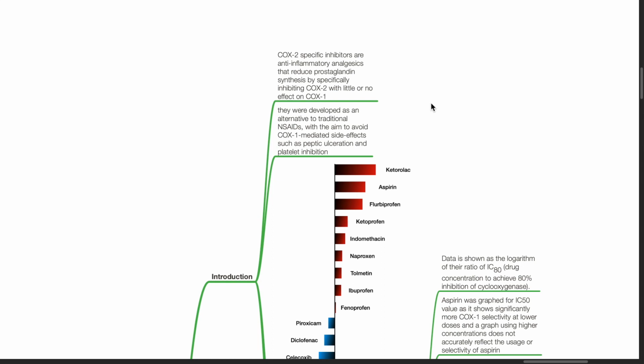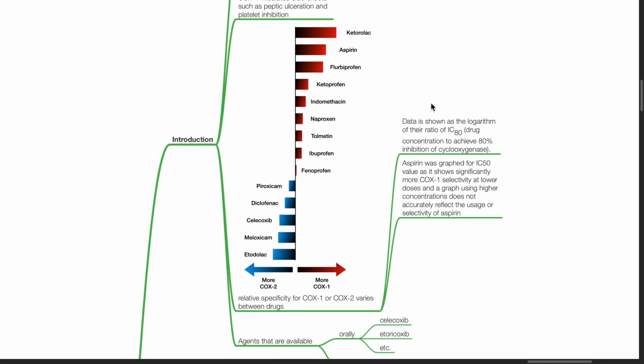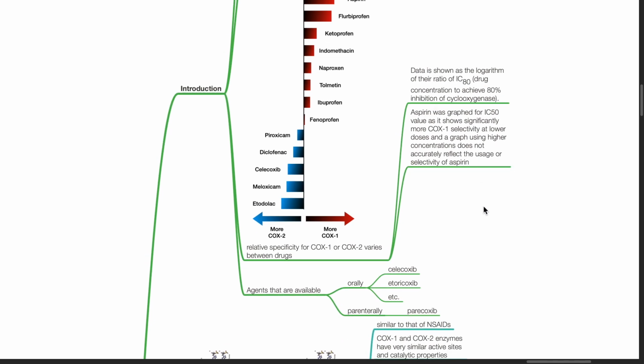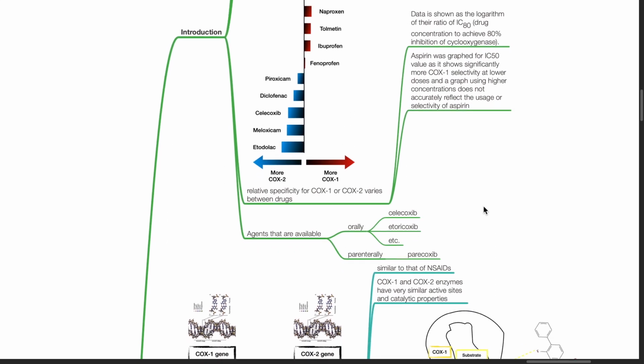COX-2 specific inhibitors are anti-inflammatory analgesics that reduce prostaglandin synthesis by specifically inhibiting COX-2 with little or no effect on COX-1. They were developed as an alternative to traditional NSAIDs with the aim to avoid COX-1-mediated side effects such as peptic ulceration and platelet inhibition. The relative specificity for COX-1 and COX-2 varies between drugs. Agents that are available orally include Celecoxib and Etoricoxib, and parenterally includes Parecoxib.